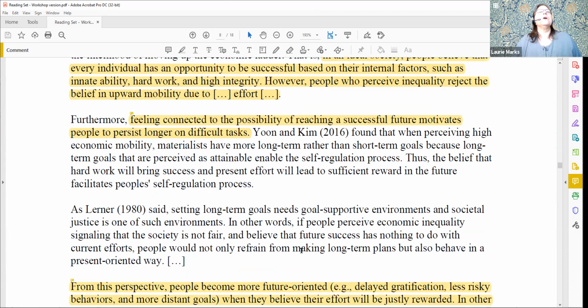The authors also talk about how people can persist in achieving a difficult task, that they need to believe in the future. They need to believe that the future is on their side and that they're going to achieve something.